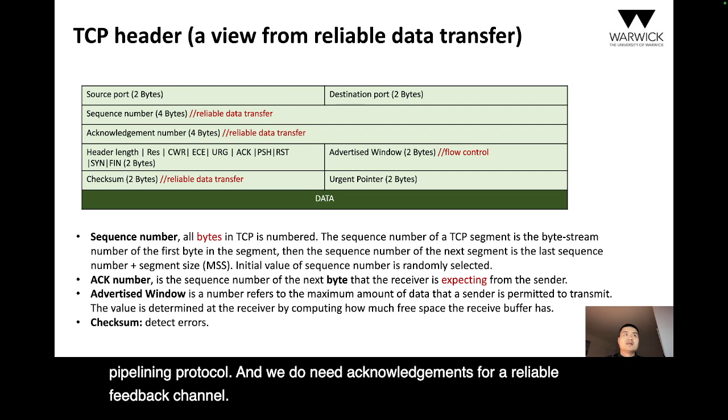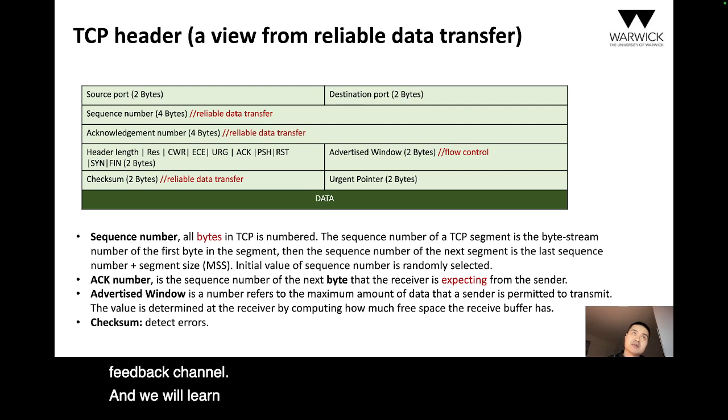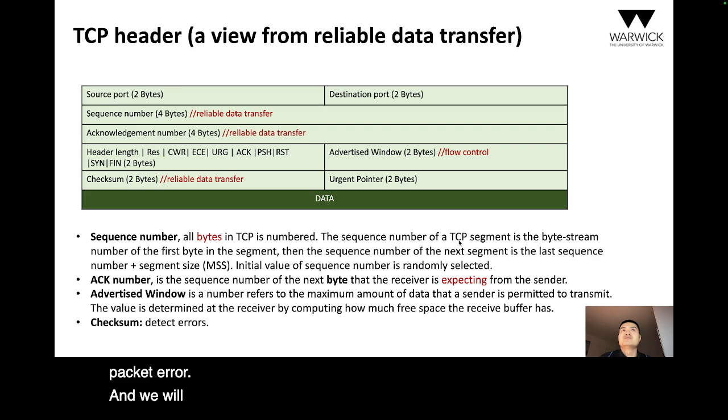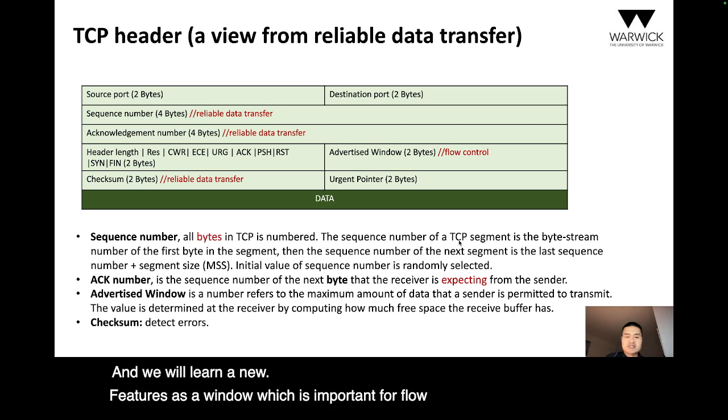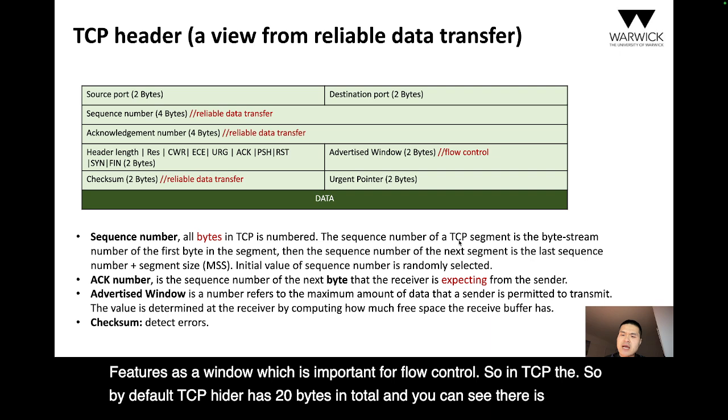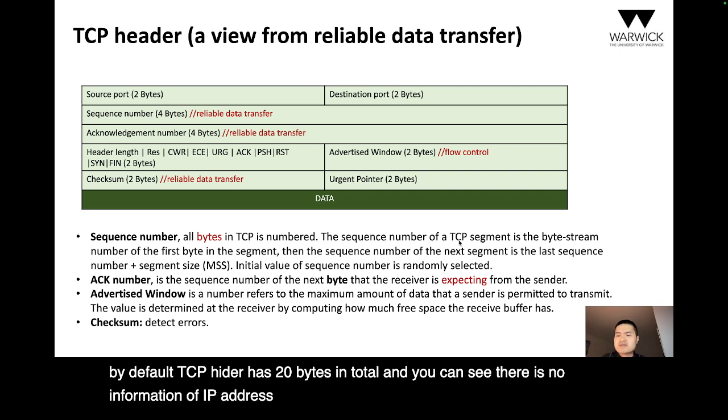The checksum is also a basic field to detect packet errors, and we will learn a new feature, the window, which is important for flow control. Okay. So by default the TCP header has 20 bytes in total, and you can see there's no information of IP address because that is provided by the network layer.